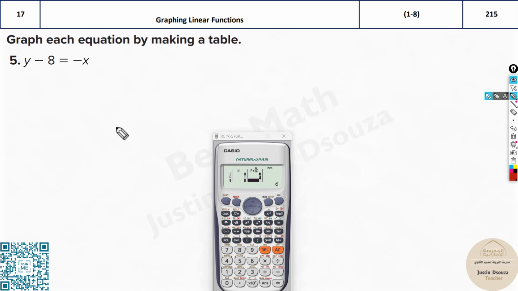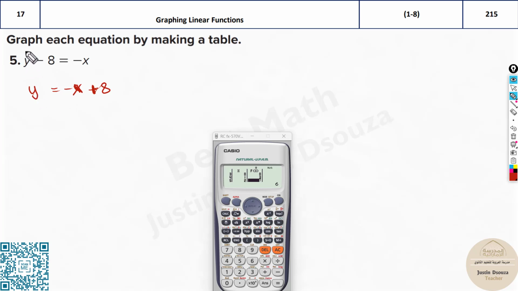But now, what if y is not alone? Here, y is not alone, right? So in such cases, you need to solve for y. Keep y alone at one side, everything else to the other side. It will be minus x here. And 8 to the other side becomes plus 8. So this is the thing. Make sure that y is always positive.